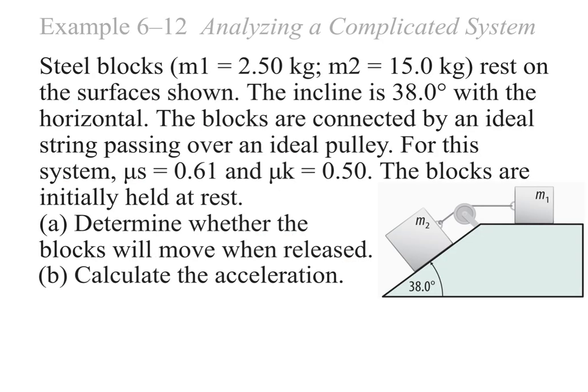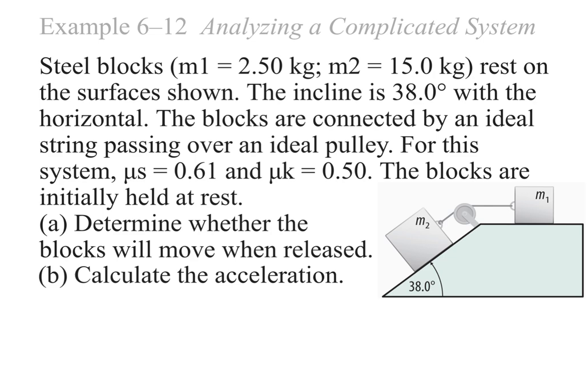So here we have steel blocks. The first block is 2.5 kilograms. The second one's 15 kilograms. They rest on the surfaces. They give us the incline of 38 degrees. The blocks are connected by an ideal string passing over an ideal pulley.